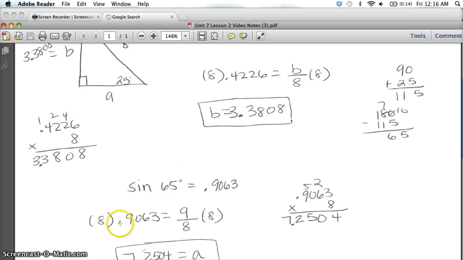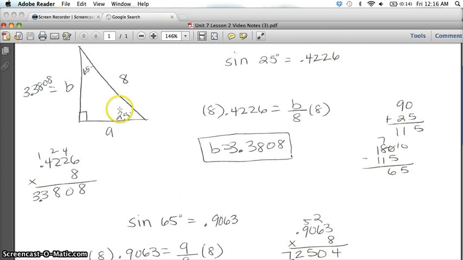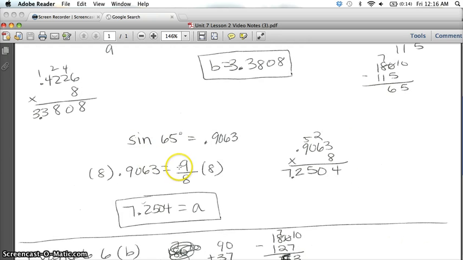So I set it up. I said 0.9063 is equal to opposite over the hypotenuse. So the opposite is A divided by 8. Now I got to get rid of 8 to make A by itself. So I multiply 8 by both sides. I get rid of my 8. 8 times 0.9063. I went ahead and did the math over here.